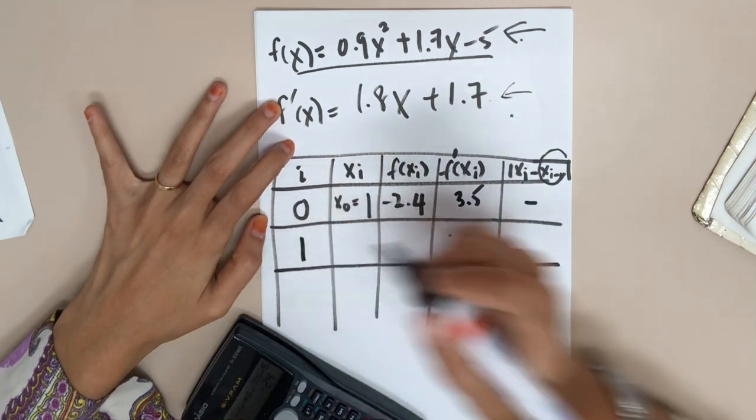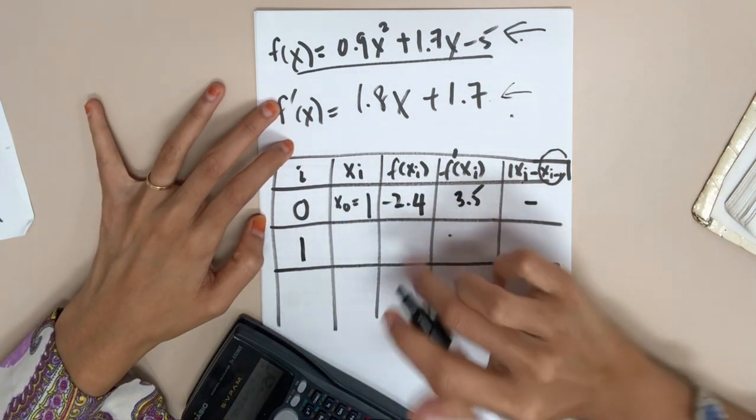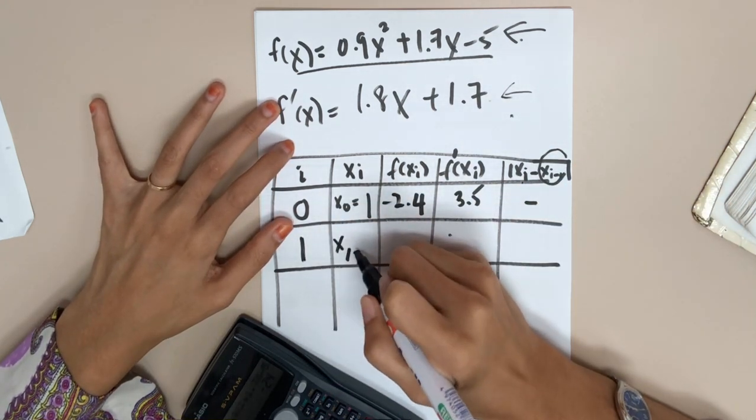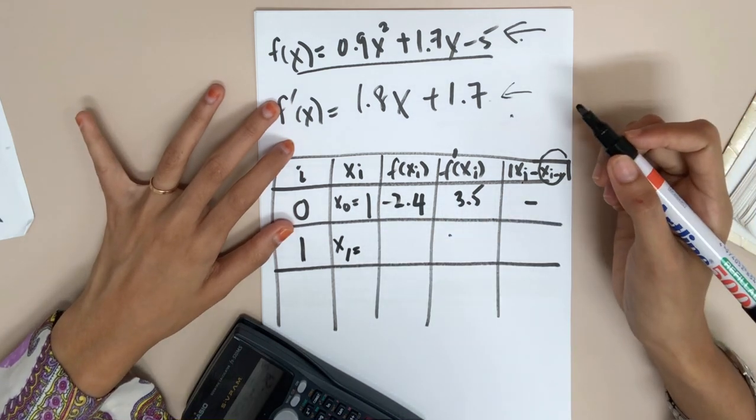Okay, so now we go to i1, which means x1. So what is its x1?